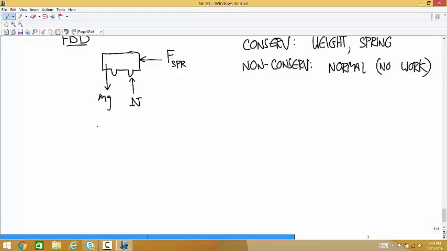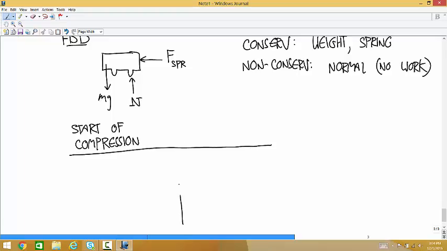So now we can think about our two instants: the start of the compression and the end of the compression. We're going to figure out the potential energy due to gravity, potential energy due to the spring, and the kinetic energy at both of these two instants, and add them all up.